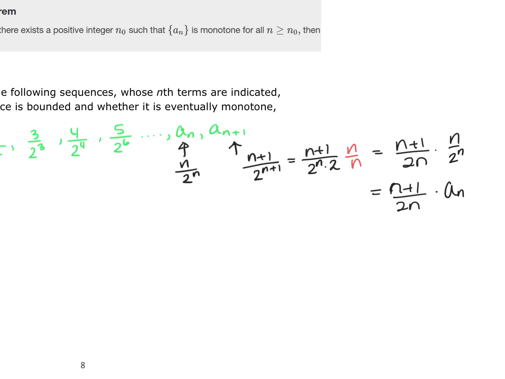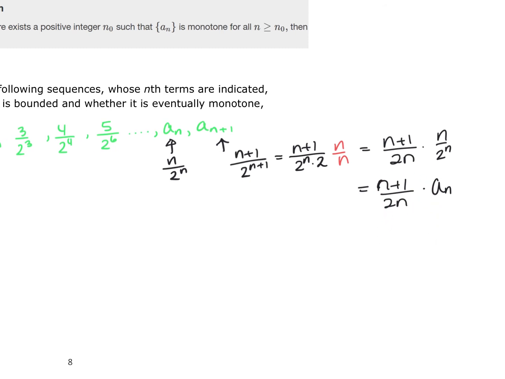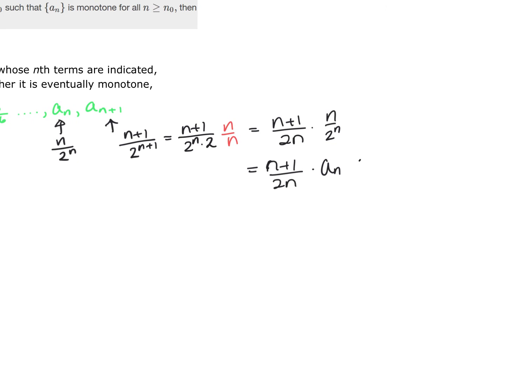Now, because I'm taking n larger than 2, if I have 3 plus 1, which is 4, that is going to be less than 2 times 3, which is 6. So this fraction in and of itself, when I multiply by a sub n, because that fraction is less than 1, that tells me that that is going to be less than the actual a sub n.